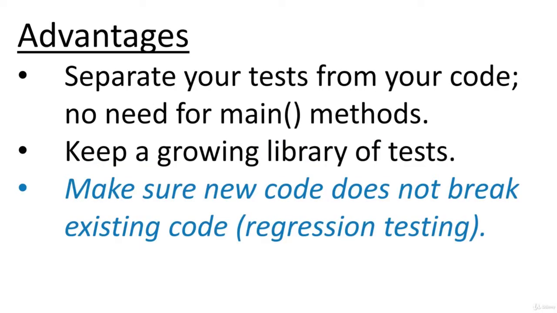As you write new code and new tests, you make sure what you are doing does not break your existing code. The way you do that is you rerun all of your old tests. This is known as regression testing. If you broke something, there is a good chance your existing library of tests will catch it.